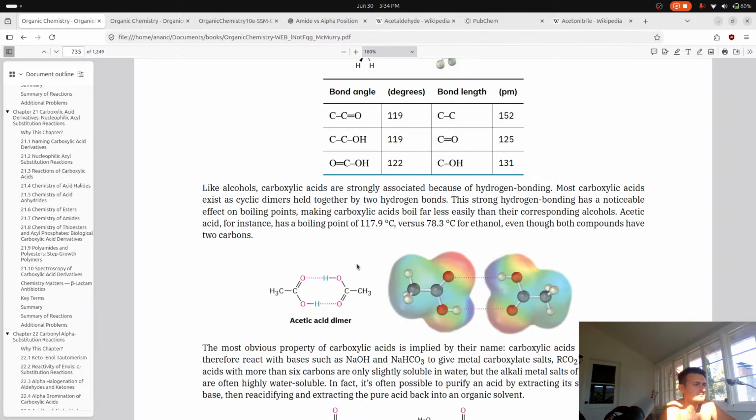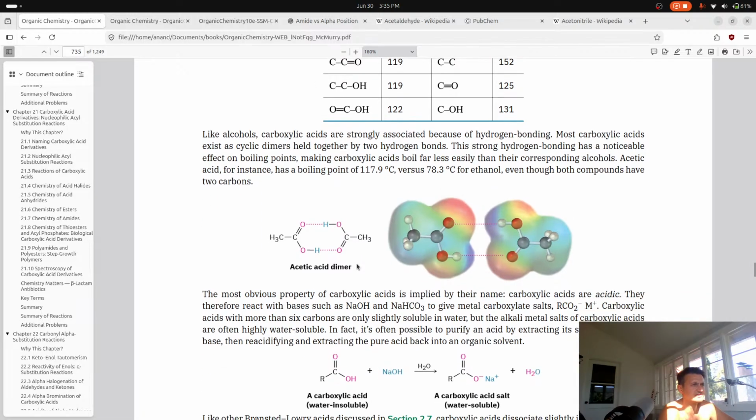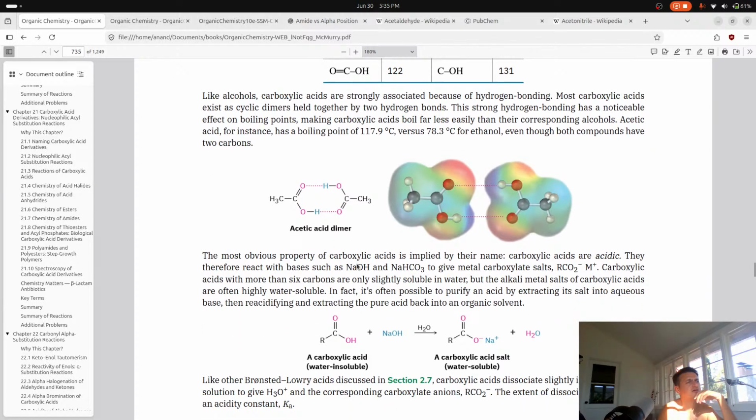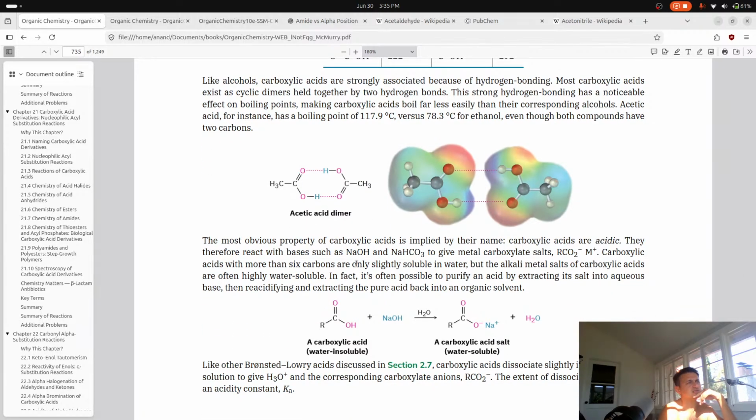Like alcohols, carboxylic acids are strongly associated because of hydrogen bonding. Most carboxylic acids exist as cyclic dimers held together by two hydrogen bonds. This strong hydrogen bonding has a noticeable effect on boiling points, making carboxylic acids boil far less easily than their corresponding alcohols. Acetic acid, for instance, has a boiling point of about 118 degrees versus 78 for ethanol.